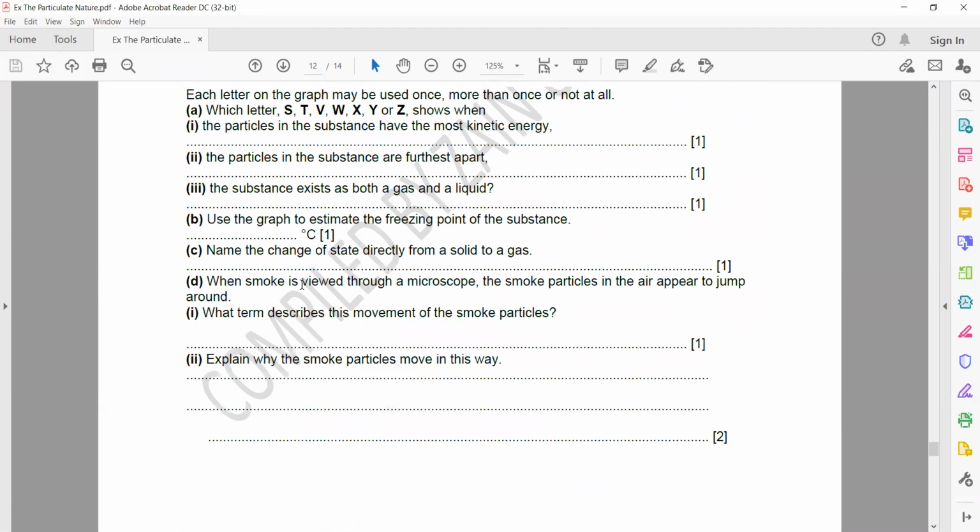What term describes what happened basically in part D? When smoke particles are viewed through a microscope, the smoke particles in air appear to jump around. What do we call this? We call it Brownian motion. And why do the smoke particles move in this way? What is the reason why the smoke particles undergo Brownian motion?